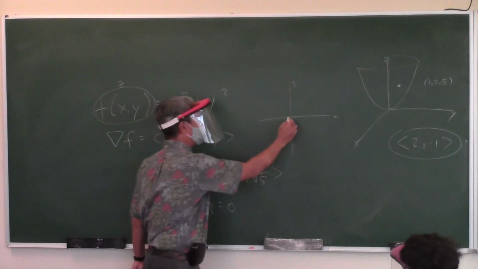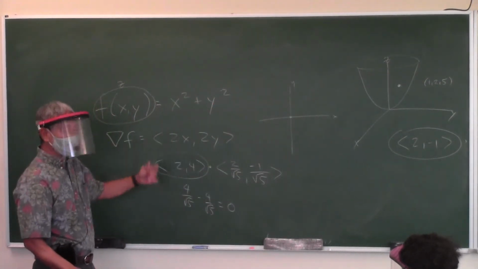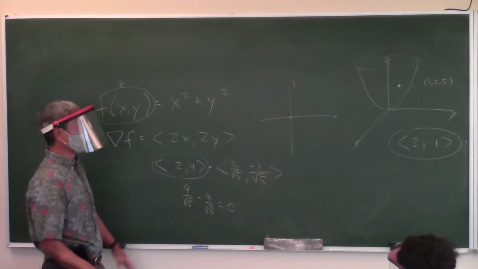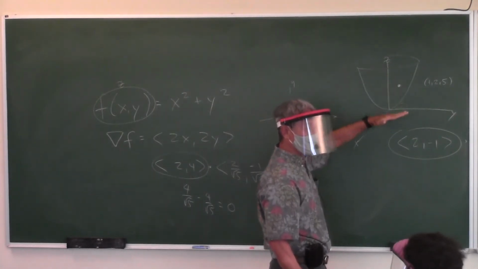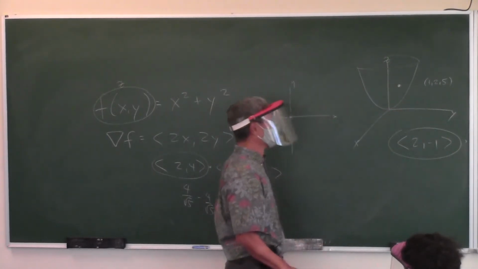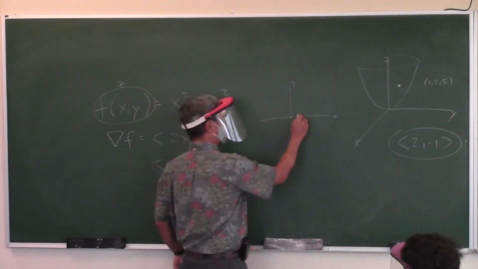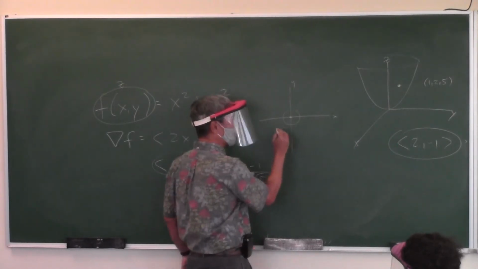Point at the origin, right? Okay, what happens when z is 1? In other words, 1 unit above the xy plane, what is the intersection of the paraboloid and the plane z equals 1? It's a circle, x squared plus y squared equals 1. So it's a circle of radius 1. So that's a level curve when z is 1.